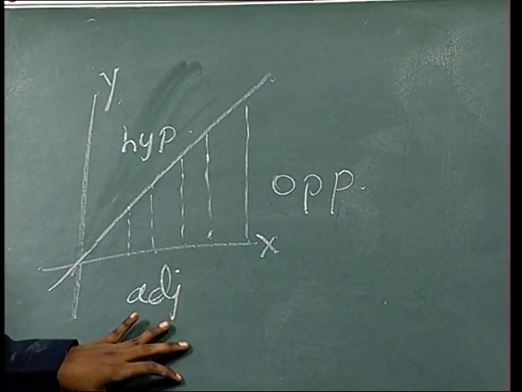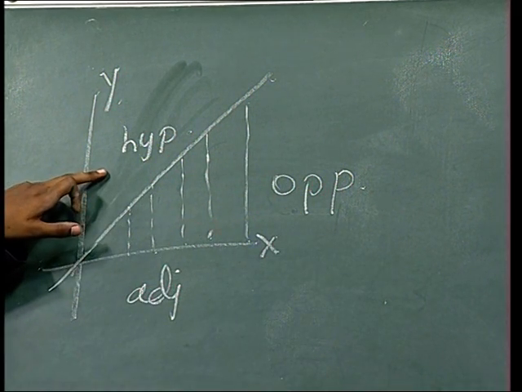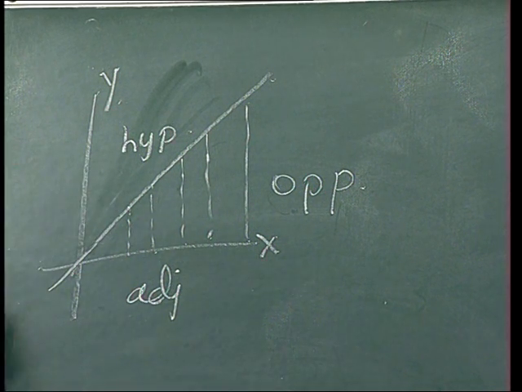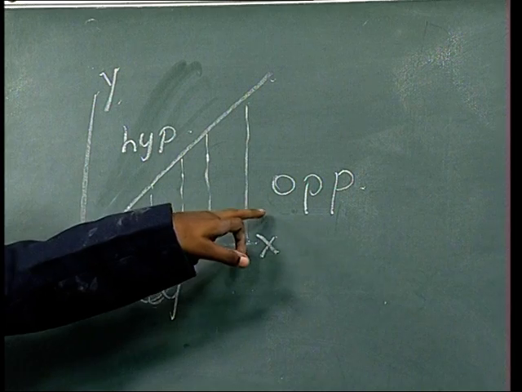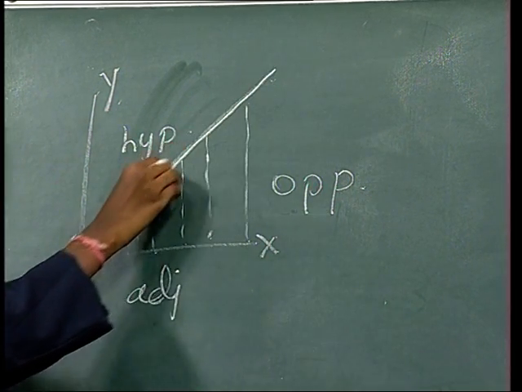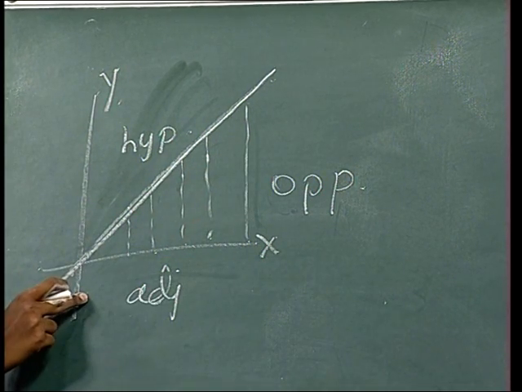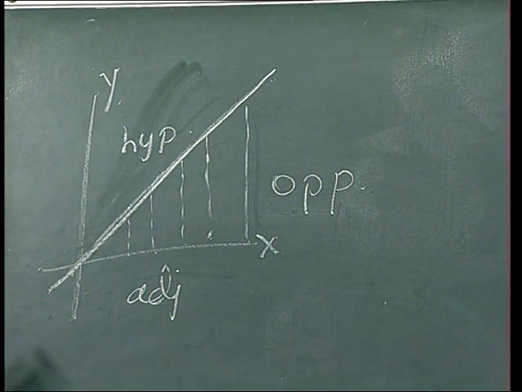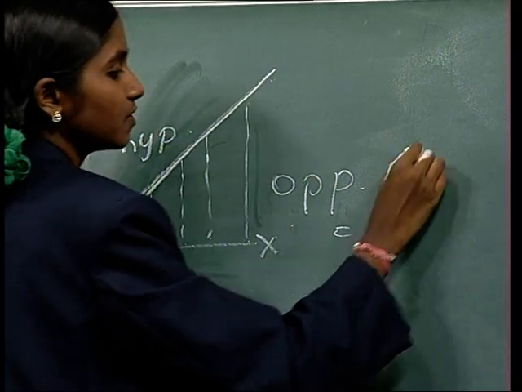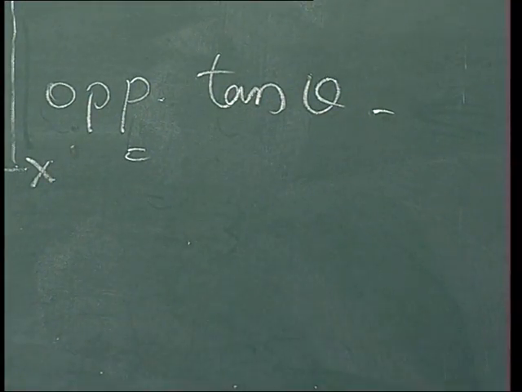In trigonometry we know that sin theta is equal to opposite by hypotenuse and cos theta is equal to adjacent by hypotenuse, but tan theta is equal to opposite by adjacent. For knowing the slope of the line, we take the ratio of the y axis and x axis, that is y by x. So we write it as opposite by adjacent. That is why we take tan theta as our slope.